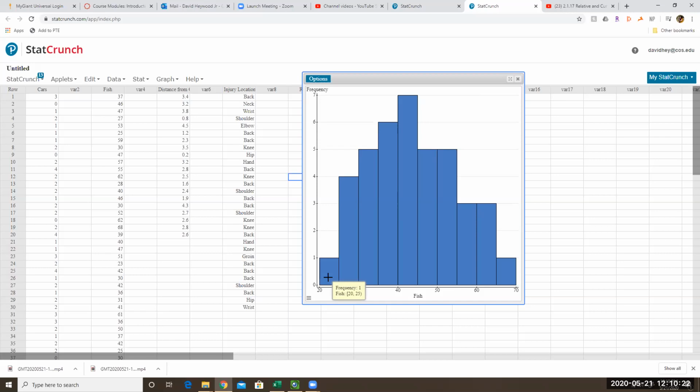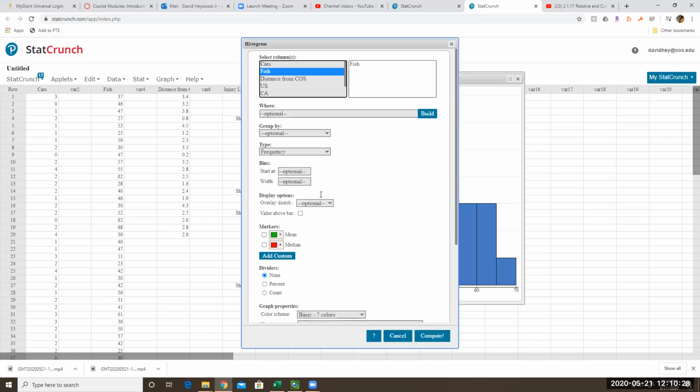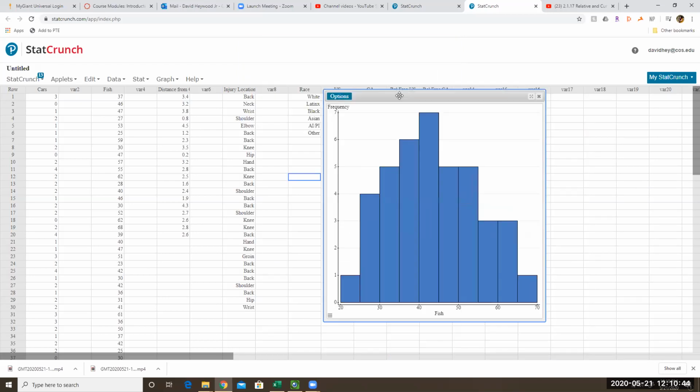But if you didn't want that, if you wanted a different class width, then what you could do is go back to where you started, and here where it says bins, start at, and width, instead of having a class width of 5. So if I say start at 20 and have a class width of 5, that's just going to be the histogram that it just drew.